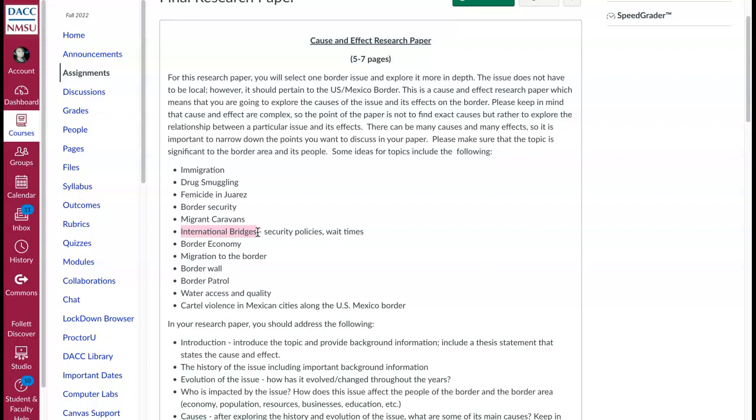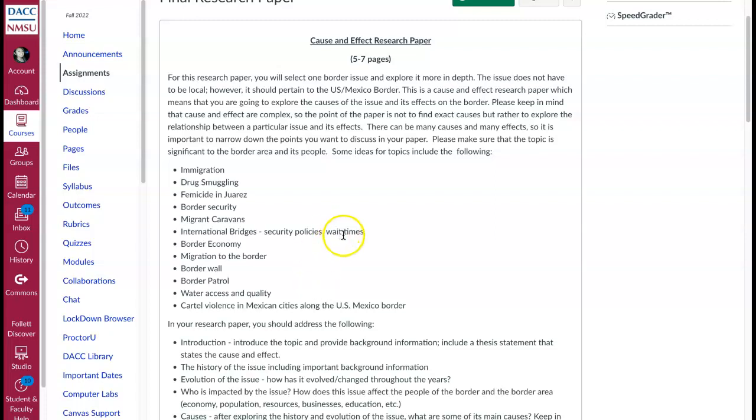So when you're looking at a topic, the first step is to pick a topic, and then since you're going to explore the history of the topic, you also want to look at the time frame. Looking at the time frame is going to help you find the causes.